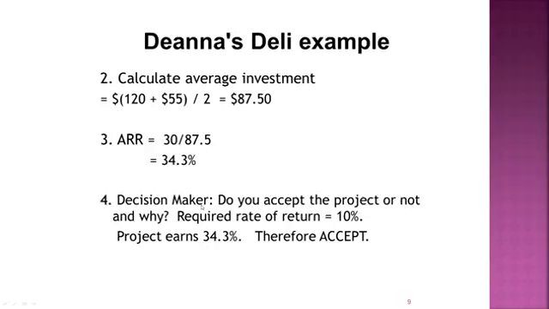So the decision maker: do we accept the project or not, and why? The required rate of return is 10%. The project earns 34.3%, so over 3 times this. Therefore we would accept it.